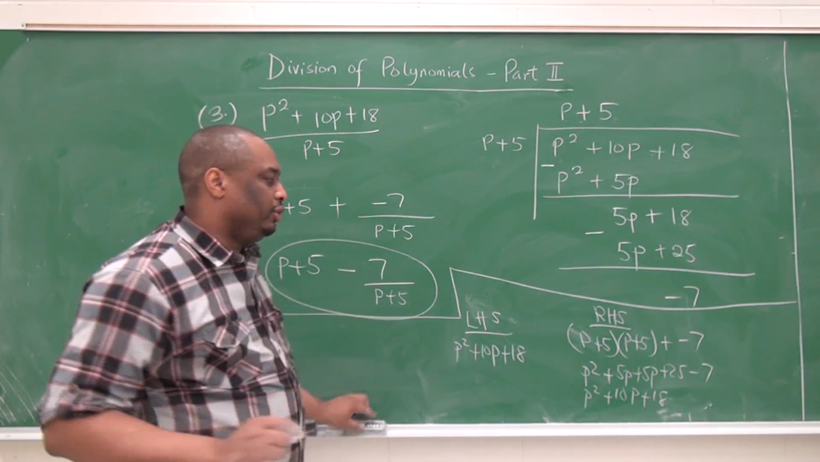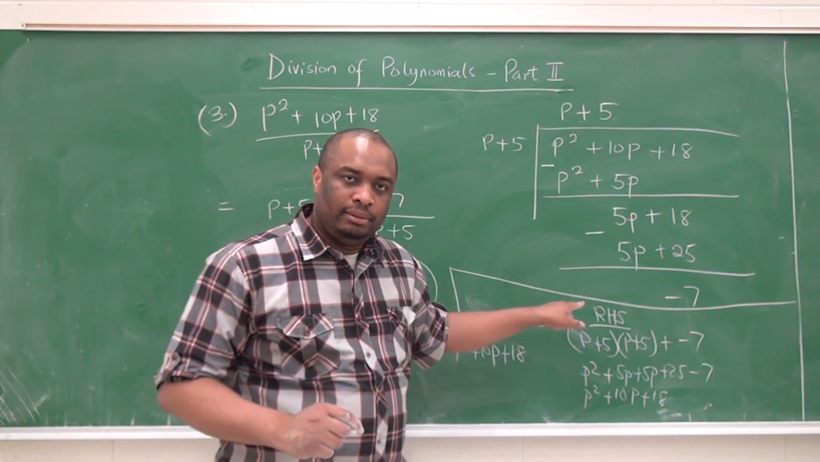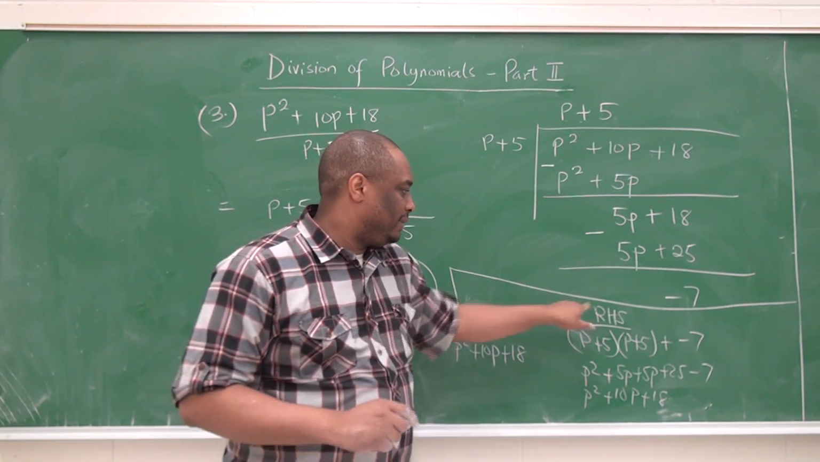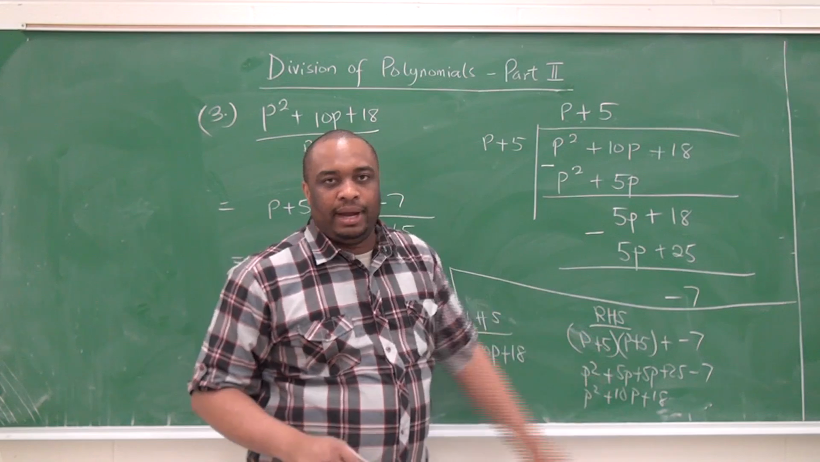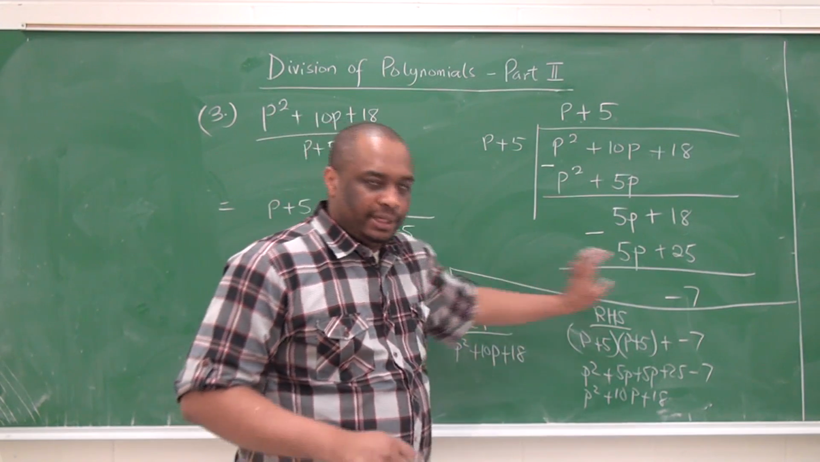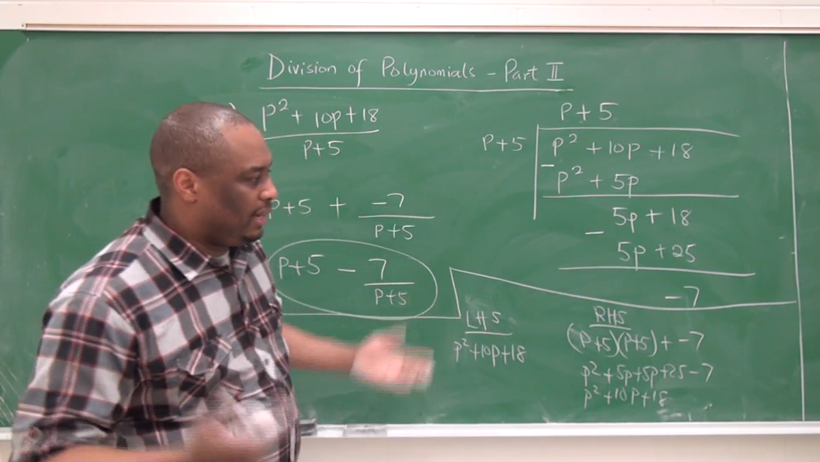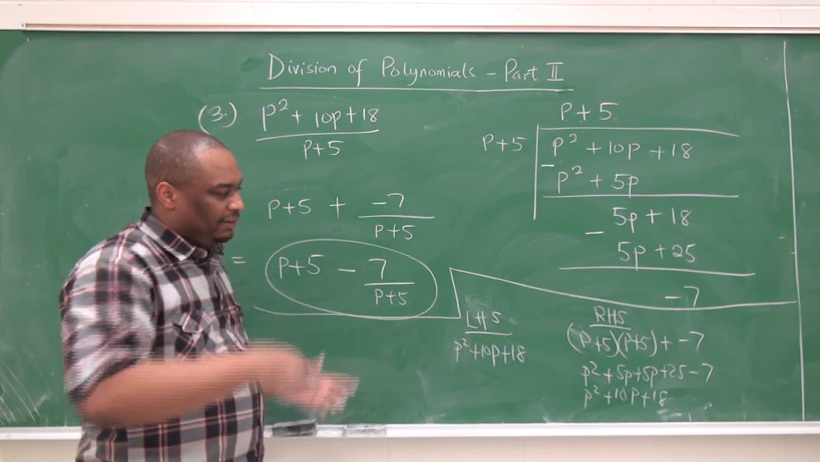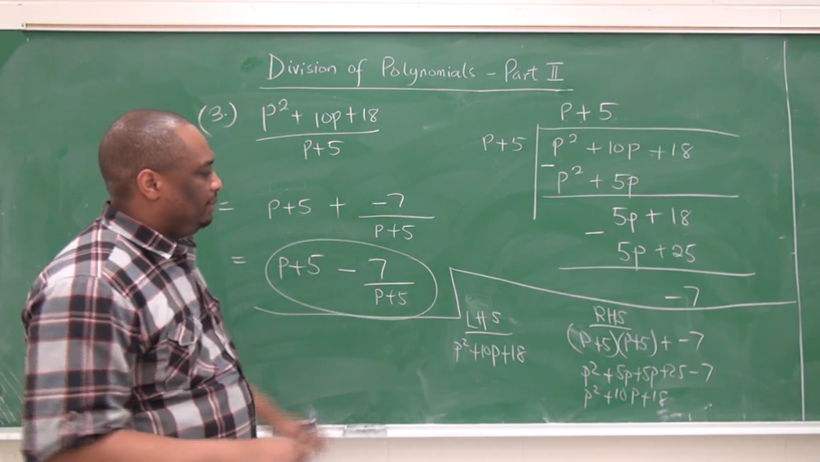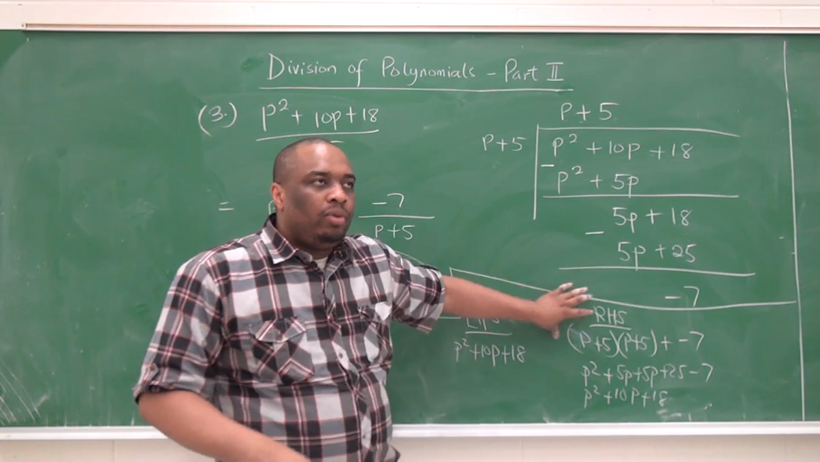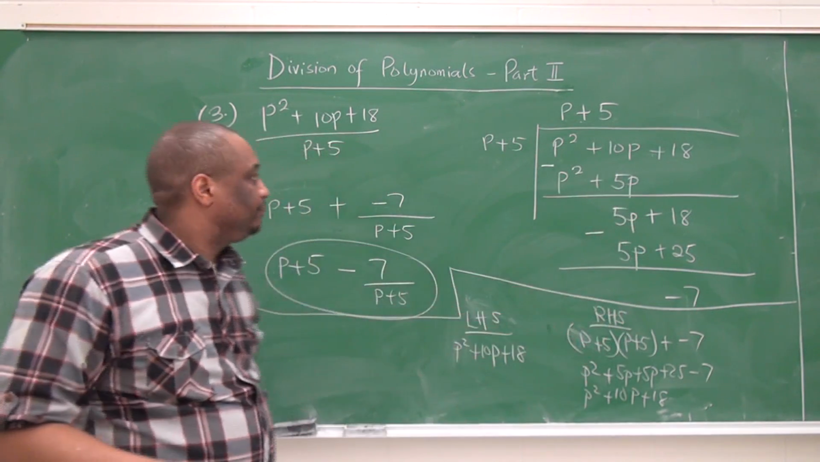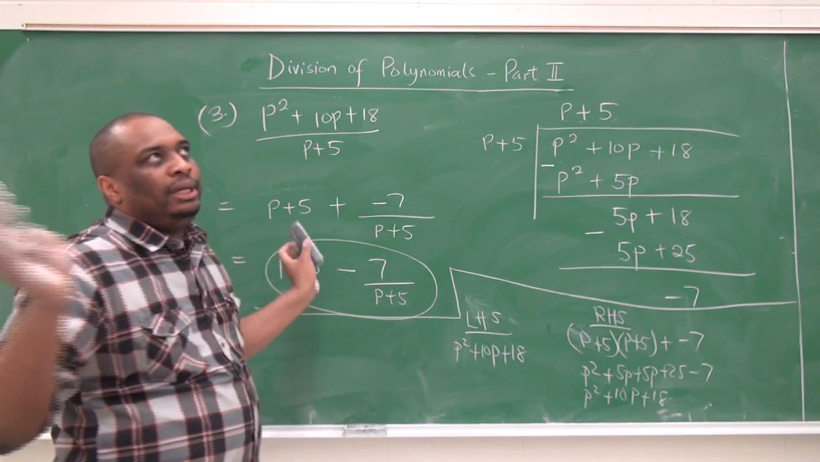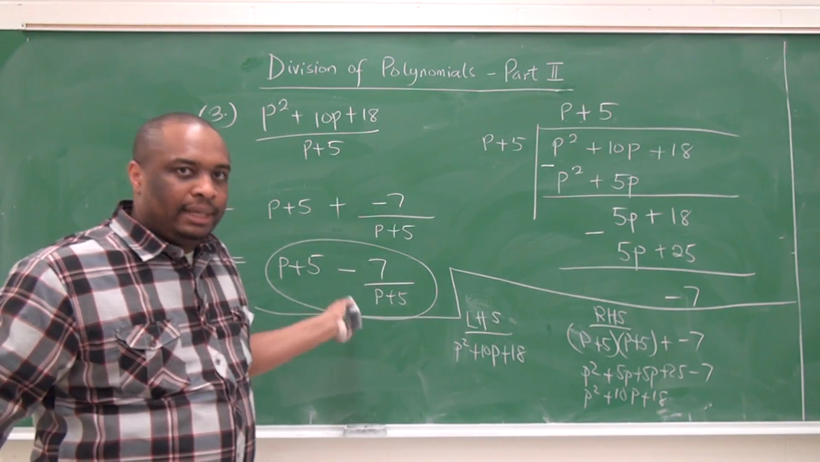Now, make sure you write that check. Make sure you write it first before you write this. Don't just come and write left hand side and right hand side. Write the check first. I didn't write it because of time, so that the video will not be long. But make sure you write it: dividend equal to divisor times quotient plus remainder, making sure that your left hand and your right hand is the same thing.